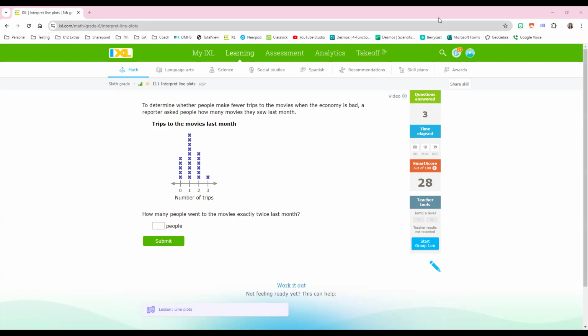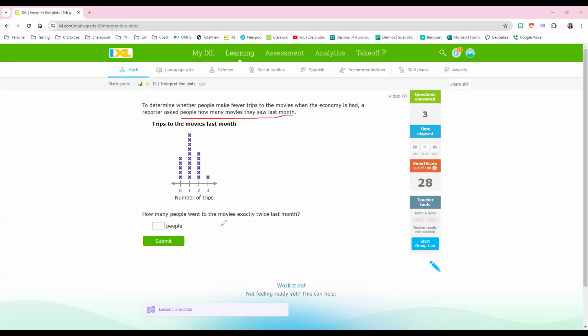So to determine whether people make fewer trips to the movies when the economy is bad, a reporter asked people how many movies they saw last month. So that tells us what those X's mean. These X's are how many movies the people saw. So this many people saw 0 movies, this many people saw 1, 2, 3, etc.